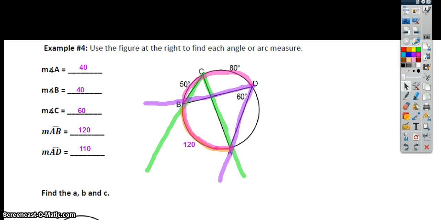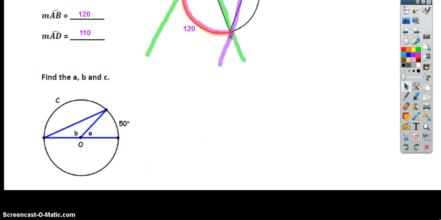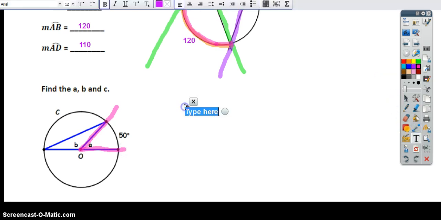All right, let's see. Find A, B, and C. Well, look at angle A. What kind of angle is angle A? Angle A is actually a central angle because its vertex is at the center of the circle. So here's angle A. Central angles measure the exact same as the arc they intercept. So A is 50.